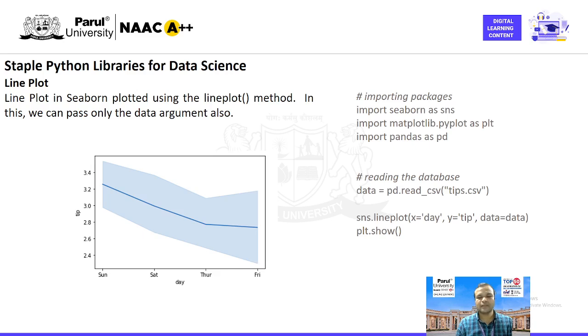sns.lineplot along with this, data, x is equal to day. That means the x coordinate represents the day, the y coordinate represents the tip, and data, pass the data argument in this lineplot function. After that, we want to show this, so plt.show. So this is very simple to use the line plot whenever you want to draw a line plot for a particular parameter of your particular dataset.